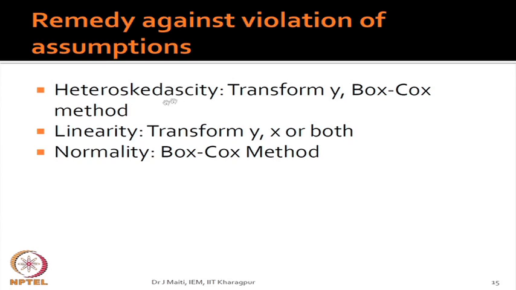Now, if there is heteroskedasticity, then transform y, and the Box-Cox method is one method which is used for transforming y. If there is a linearity problem, you can transform y, or transform x, or transform both x and y. So if there is a heteroskedasticity problem, you will be transforming only y, and the Box-Cox method is also a power transformation of y. If there is a linearity problem, you can go for x, y or both. For normality, we will use the Box-Cox method.